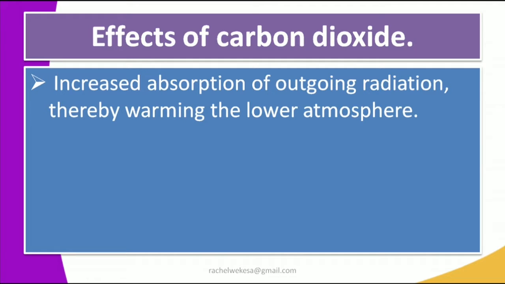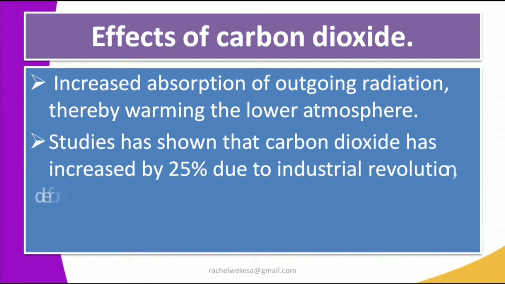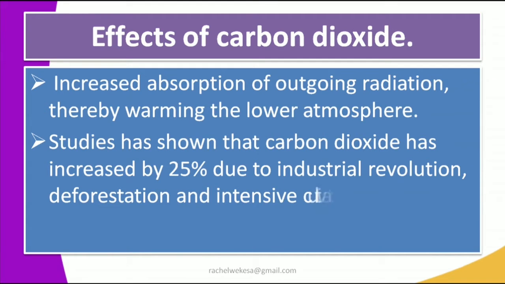If the temperatures rise, a lot of evaporation is going to take place. It will also lead to some kind of drought because there is too much temperature on the Earth's surface. The other effect is that studies have shown that carbon dioxide has increased by 25% due to the industrial revolution. It's not only about carbon dioxide being in the air. A lot of factors are leading to carbon dioxide being released into the atmosphere, such as industrial revolution and deforestation, and also intensive cultivation.